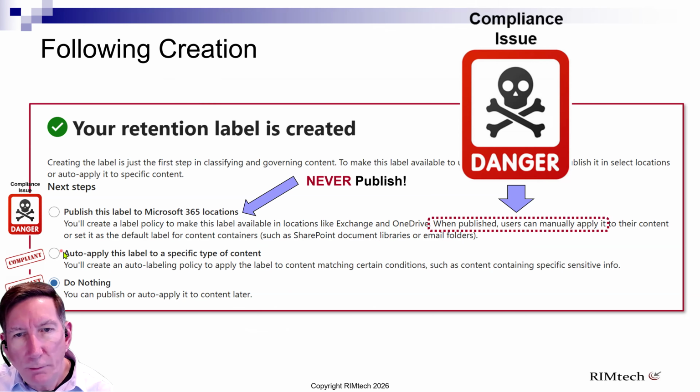This is what we want right here. Auto apply this label to a specific type of content, matching certain conditions, which is exactly what we want. We want to apply labels ourselves that are correct. That'll allow us to do it. Do nothing, that's fine. That's what I click every single time. I say, I'm done with the label. I'll build my auto apply content rule later.